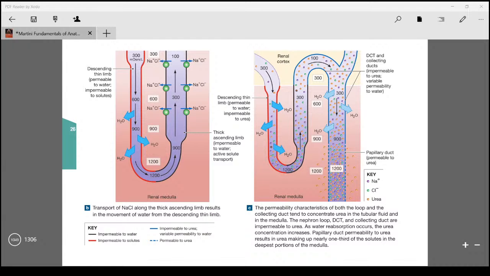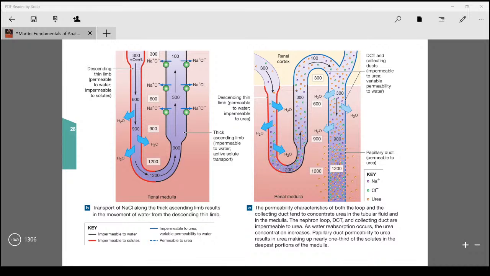So, the nephron loop and countercurrent multiplication. The descending thin limb and the thick ascending limb of the nephron lie very close together. They're separated only by the peritubular fluid, which surrounds all the nephrons. So they lie very, very close to each other.